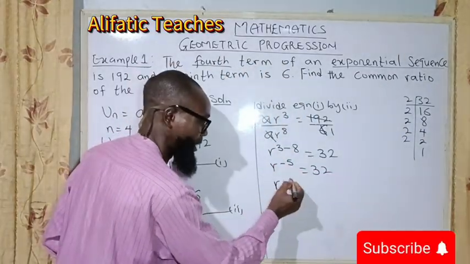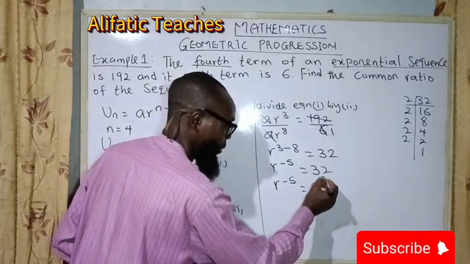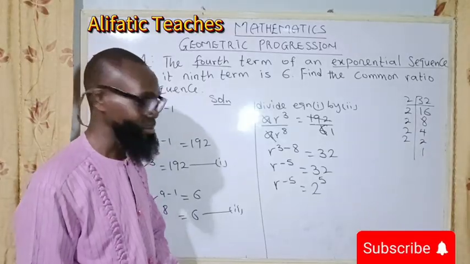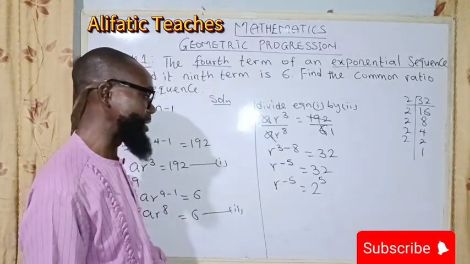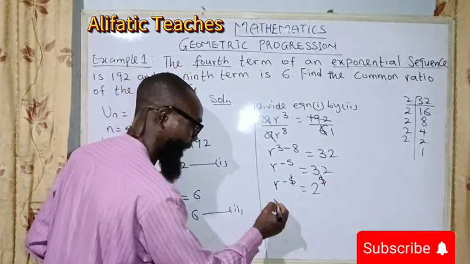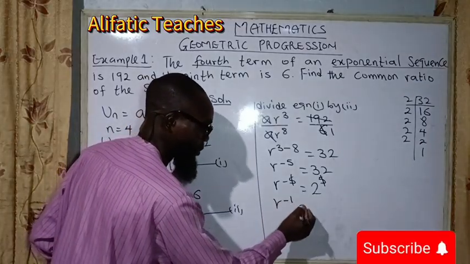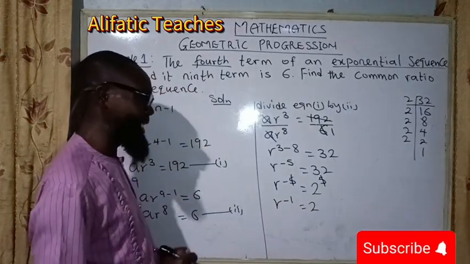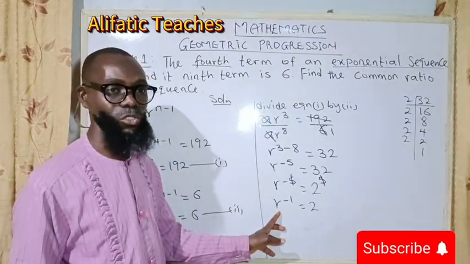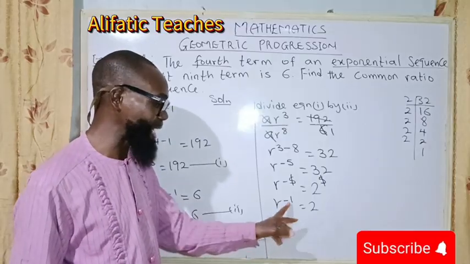Definitely, r raised to power minus 5 equals 2 raised to power 5. Fine. Both of them now have 5 in their power. Do you understand it now? I can cut this 5 and cut this 5. It will be r raised to power minus 1 equals 2. But one thing is, what is this 1? I need my r, not r raised to power minus 1. How can I get rid of minus 1?